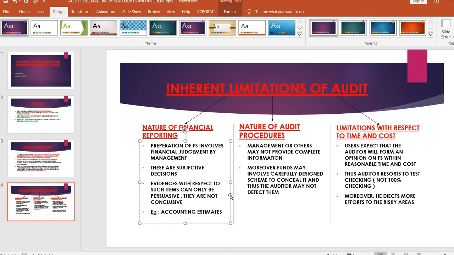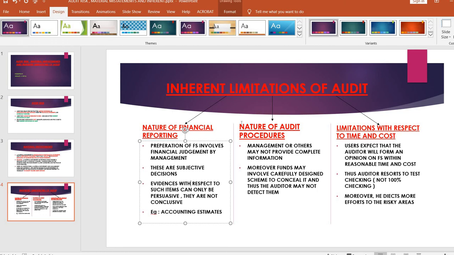So basically, in the topic nature of financial reporting, you can understand, because the management is preparing the financial statements, it involves a financial judgment, right? And basically preparation involves subjective decisions. Example, accounting estimates. And evidences with respect to such items can only be persuasive. It cannot be conclusive. So this topic is done.